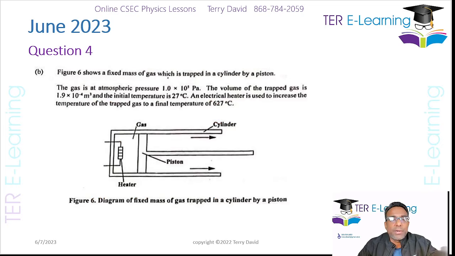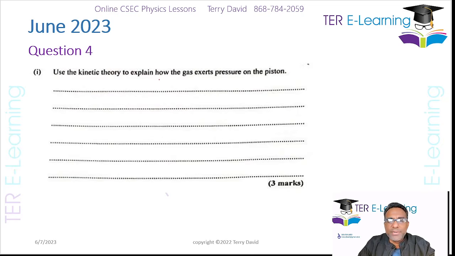What else do we have here now? Figure 6 shows a mass of gas that is trapped in a cylinder by a piston. The gas is at an atmospheric pressure of 1 by 10 to the 5. The volume of the gas is 1.9 by 10 to the minus 4. The electrical heater is used to increase the temperature of the trapped gas to a final temperature of 627. All right, let's see what they want here. Use the kinetic theory to explain how the gas exerts a pressure on the piston.